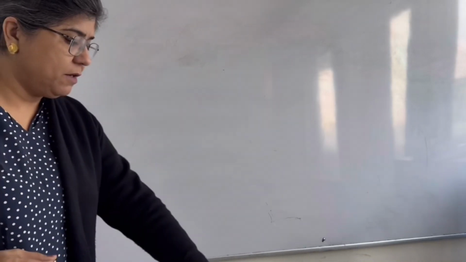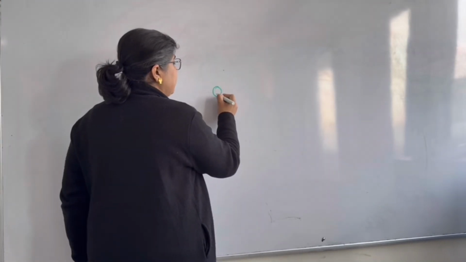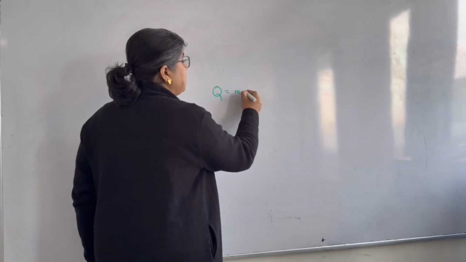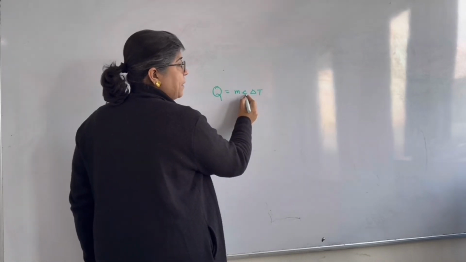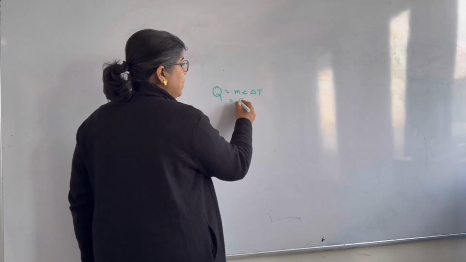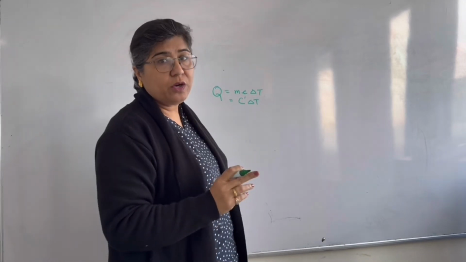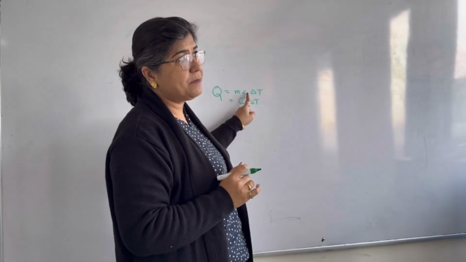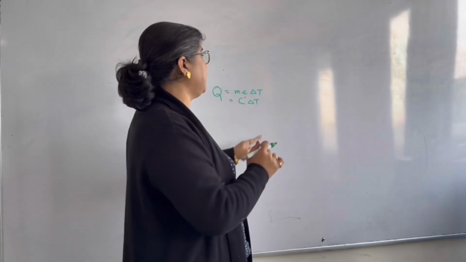Talk about calorimetry. We have a few formulas for heat. Heat is either mcΔT, where c is specific heat, or you call it C'ΔT, where C' is called heat capacity. If you have specific heat capacity, then it is mcΔT, or if you have heat capacity, then it is C'ΔT.